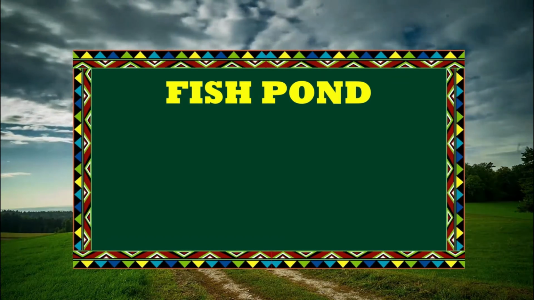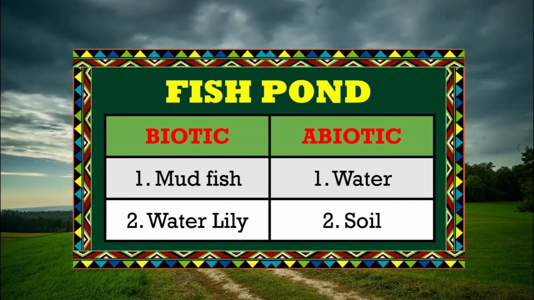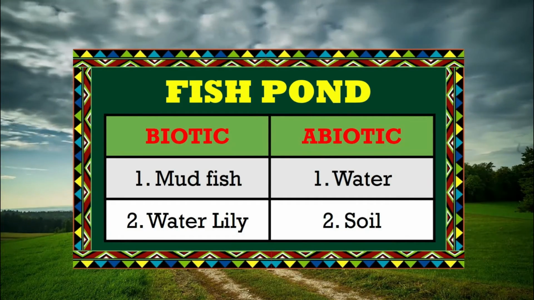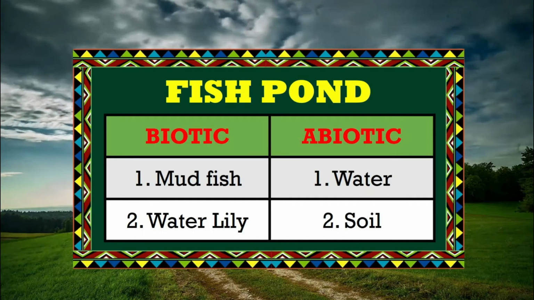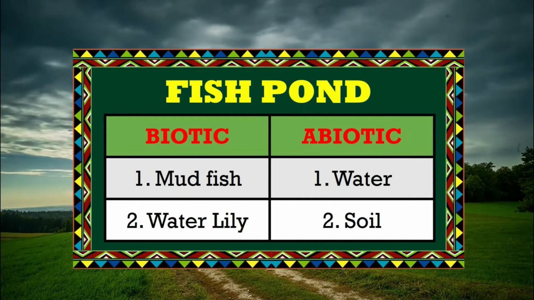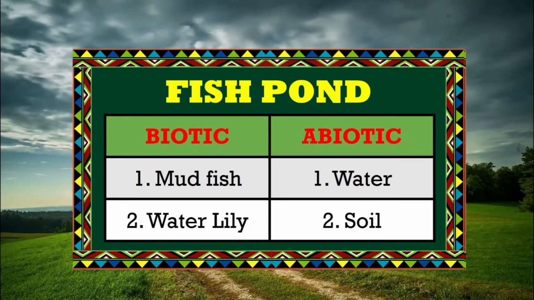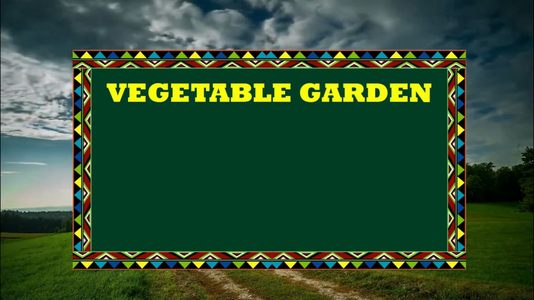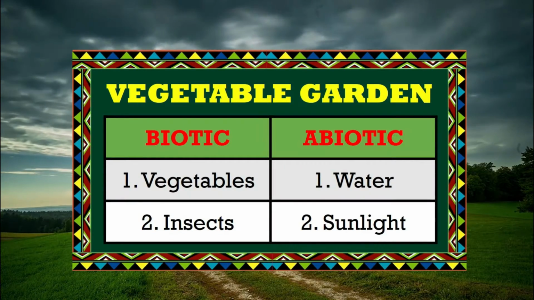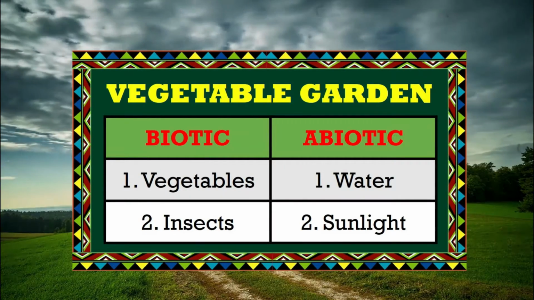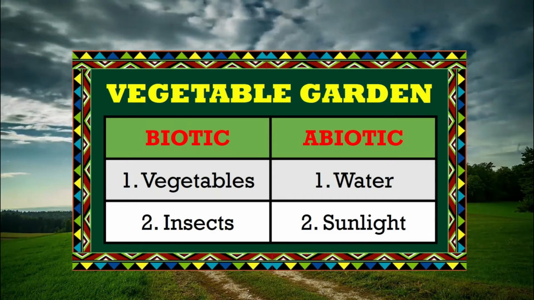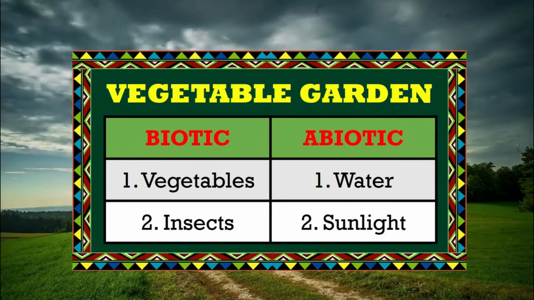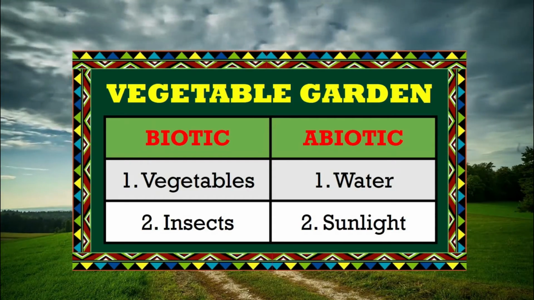For fish pond, the possible biotic components are mudfish and water lily. And the possible abiotic components are water and soil. And lastly, vegetable garden. The possible biotic components are vegetables and insects. And the possible abiotic factors or components are water and sunlight.